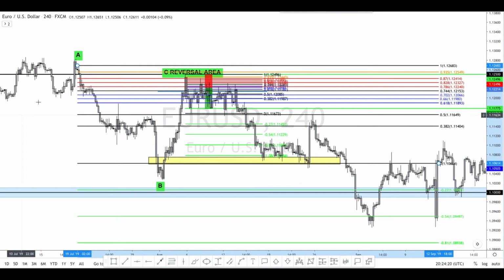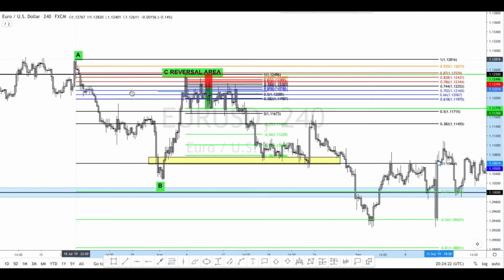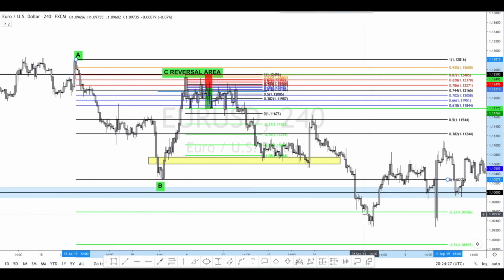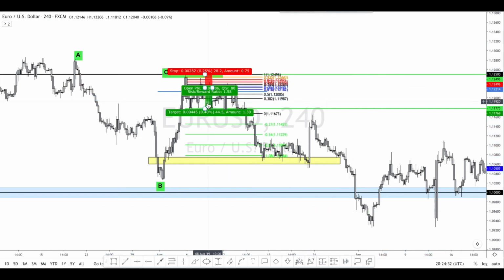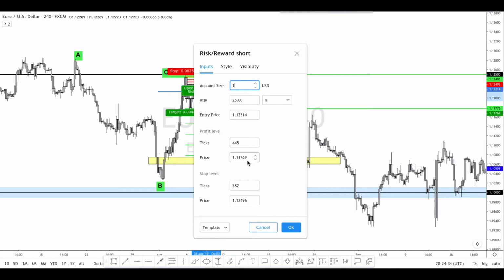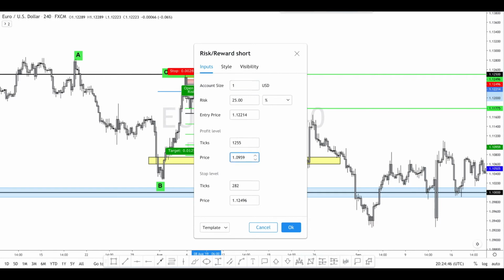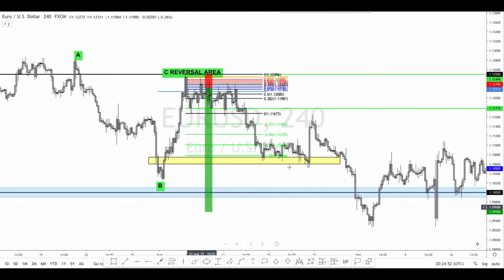So we're looking at the target of here, put our fib down. So we're looking at a target of 1.09586. So let's take this fib off. So the target we're looking for is 1.09586. So we're looking at that as our target.